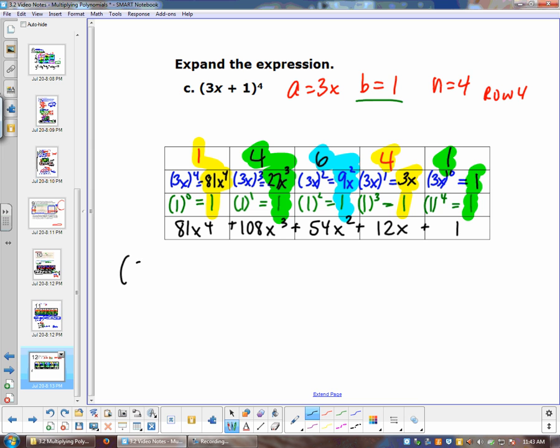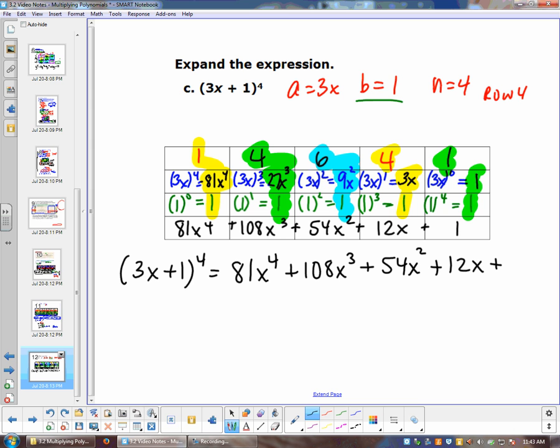So again, what does this lead us with? The quantity of 3x plus 1 to the fourth is equal to 81x to the fourth plus 108x to the third plus 54x squared plus 12x plus 1. Remember, that's already in standard form. And again, using the binomial expansion with Pascal's triangle will already collect like terms for you and will leave you in standard form. You won't need to reorder that.